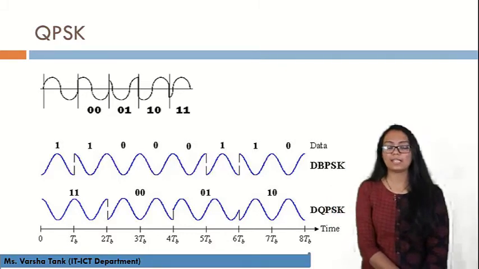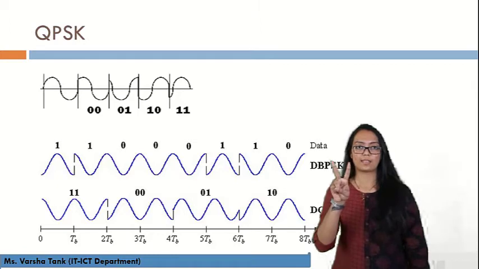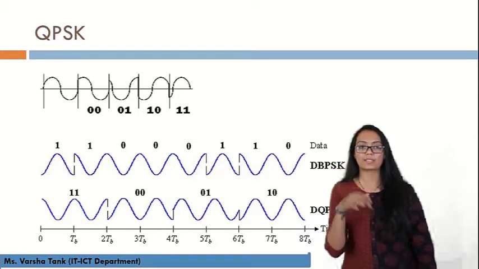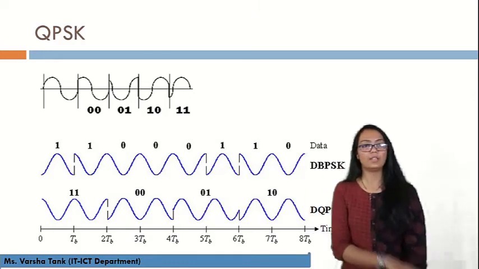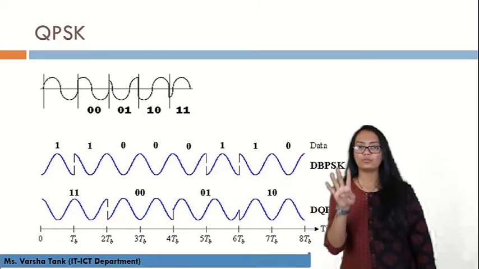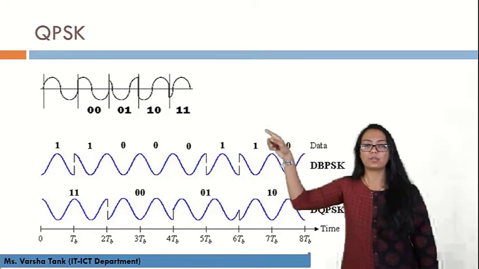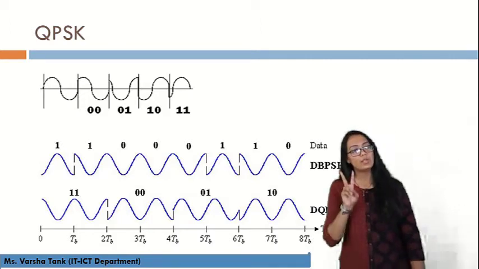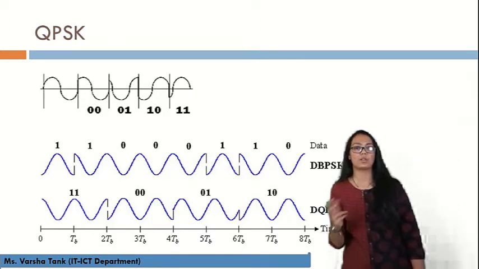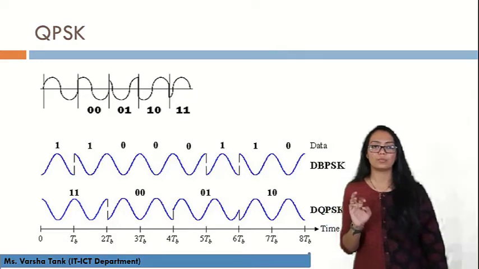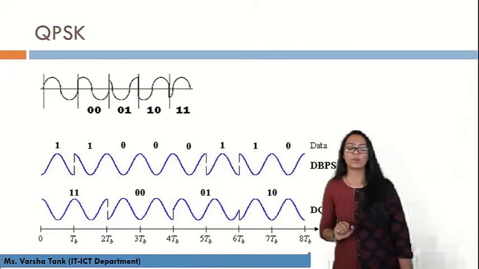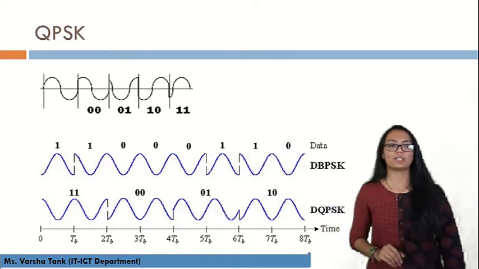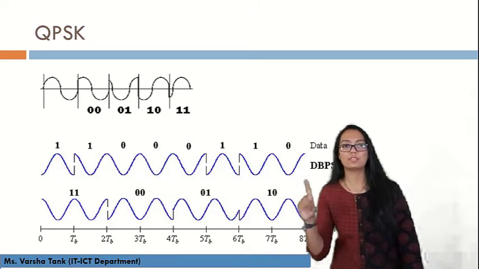If you have data in the form of 2 bits, then your output logic levels will be 4, that is 2 raised to 2. We will have 4 logic levels: 00, 01, 10, 11. In BPSK we had only 2 levels, 0 and 1. But here the input data is 2-bit data, so 2 raised to 2, a total of 4 logic levels are involved.